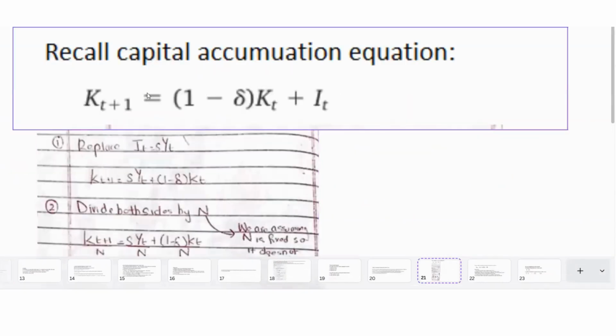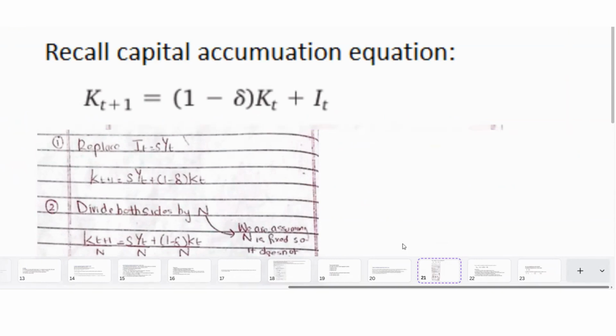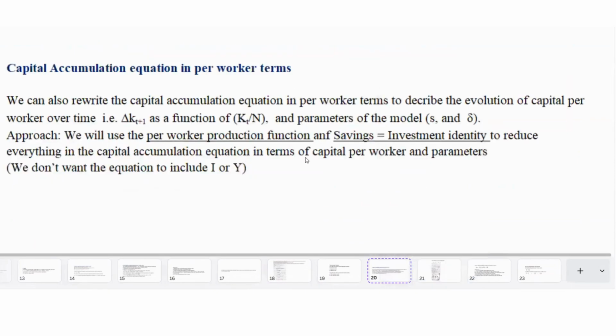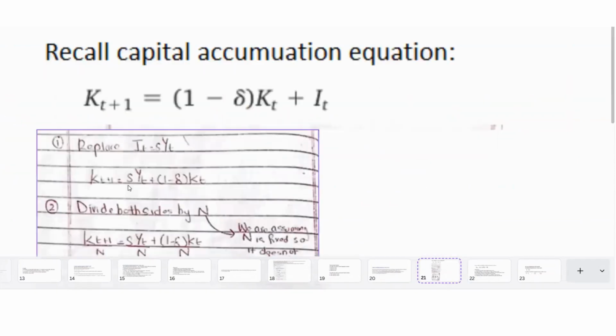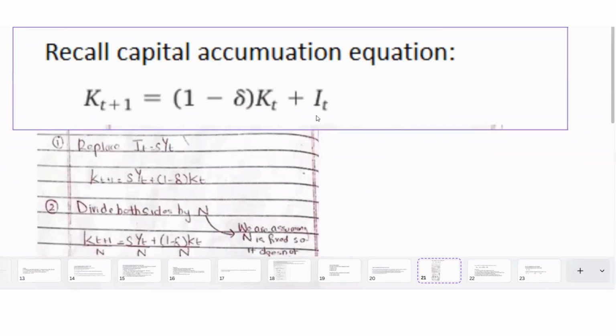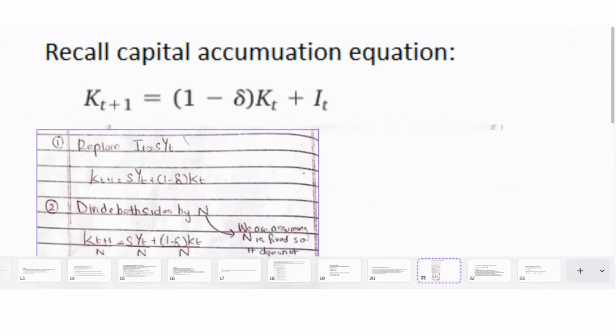So now how will we go about doing this? This is our capital accumulation equation. Capital next period is equal to undepreciated capital of this period plus investment. So the first step is that we're going to use our savings investment identity. Like we said, we're using two things: the savings equals investment identity and the per worker production function. So the first step is to replace I_t with sY_t, right? We're using our savings investment identity: investment is equal to savings, which is proportional to income by assumption.